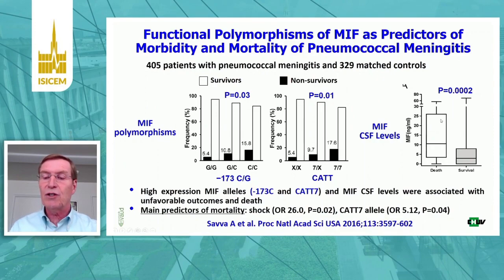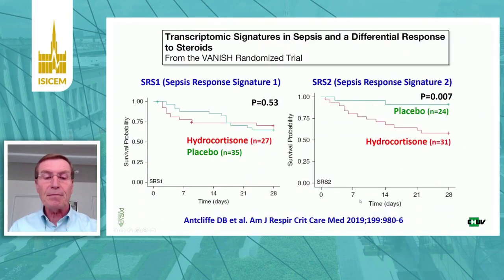And this is associated with a high level of the protein in the cerebrospinal fluid of these patients. So as you can see, we can predict outcome based on this genotype.